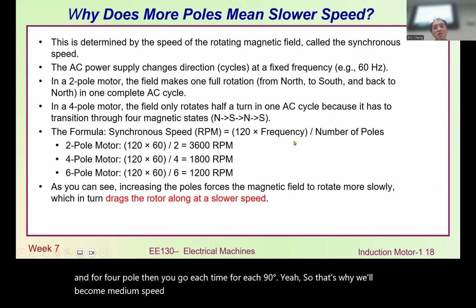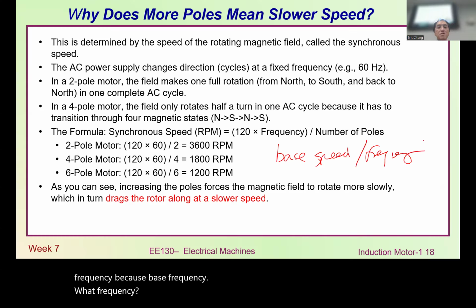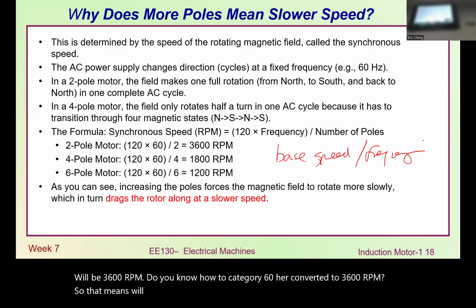So typically for a 60 Hz system, the standard base frequency, it will be 3,600 RPM. Do you know how to calculate 60 Hz converted into 3,600 RPM? I think you all know that. So that means two-pole will be 3,600 and four-pole will be 1,800 and so on. So that's how we use the number of poles to understand more about the base speed.